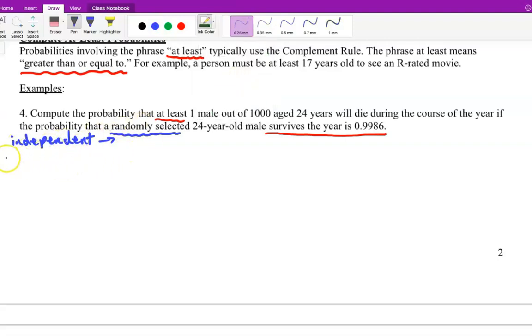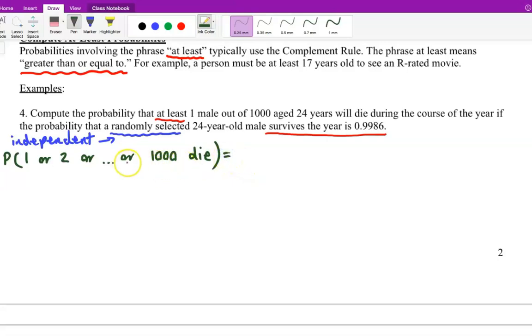What it's asking to find us. Since it's asking at least one male die, what that means is we can have one die or two, because that is at least one or more. Or 1,000. But this is one die, two die, or 1,000 die.